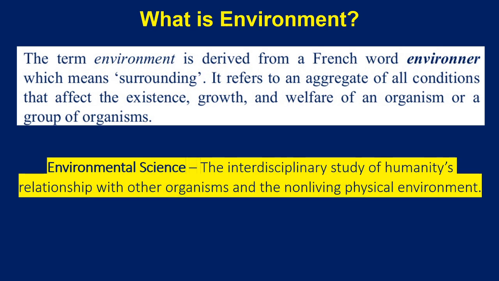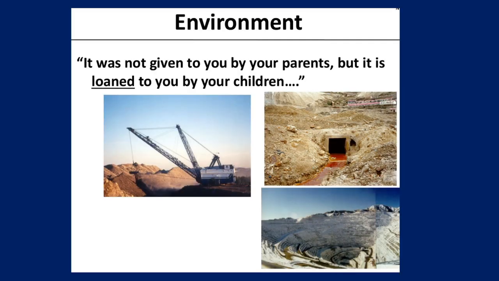So, if you want to define environmental science, it simply is the interdisciplinary study of humanity's relationship with other organisms and the non-living physical environment. In the sense, the way you interact with other organisms and the way you interact with the non-living physical entities, and also the total outcome of these two interactions, both of them put together, will give rise to your environmental science.